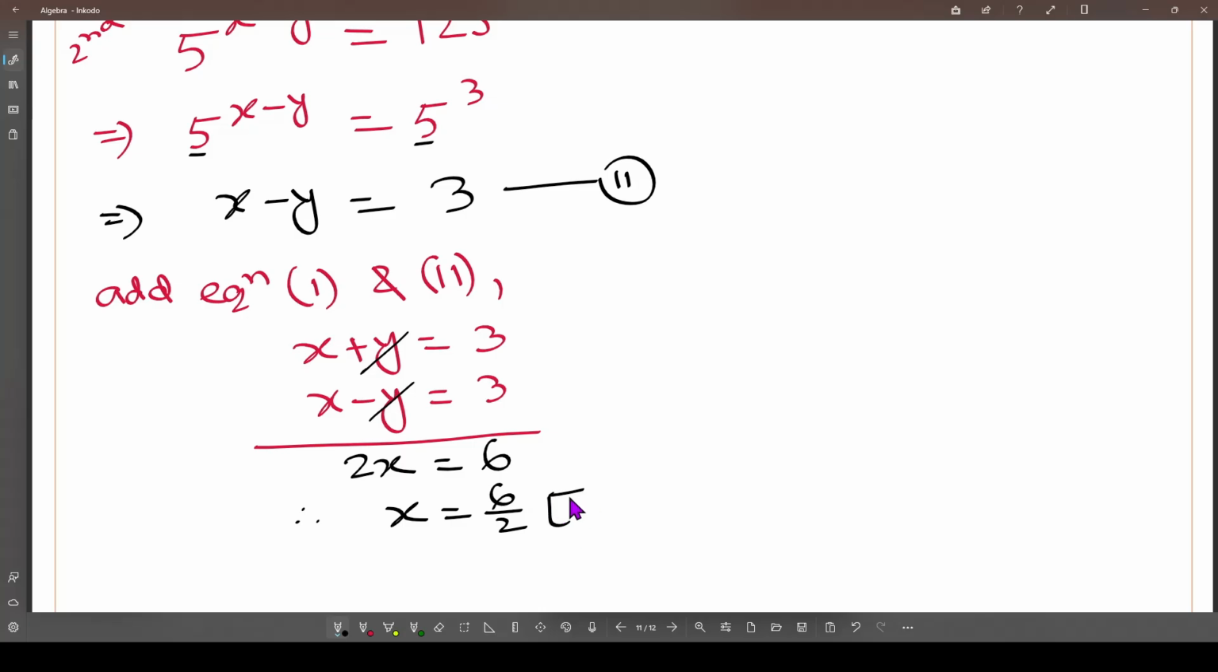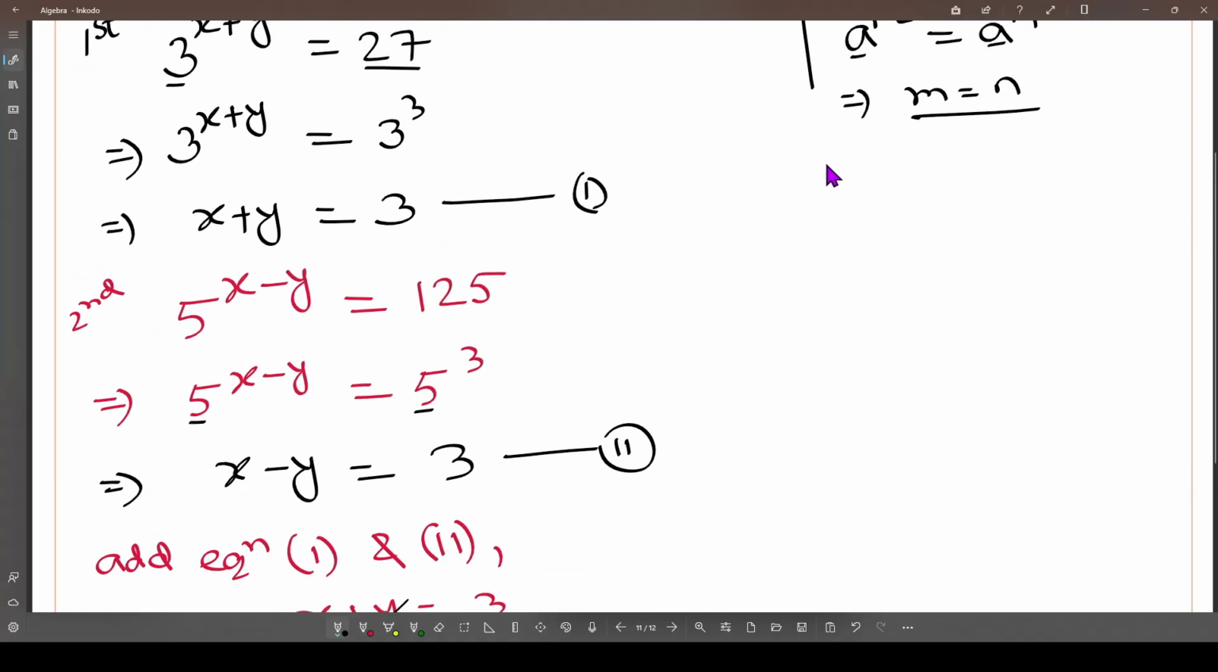So we can write a subnote: divide both sides by 2. So here 2 by 2 means 1, so here is only x, and 6 by 2 means 3, so x equals 3.